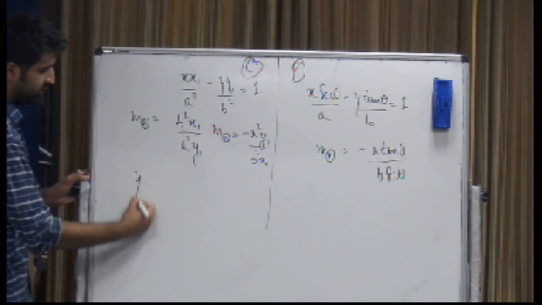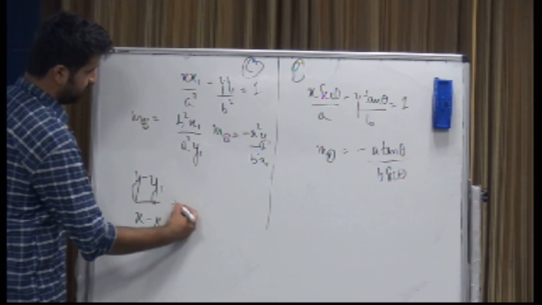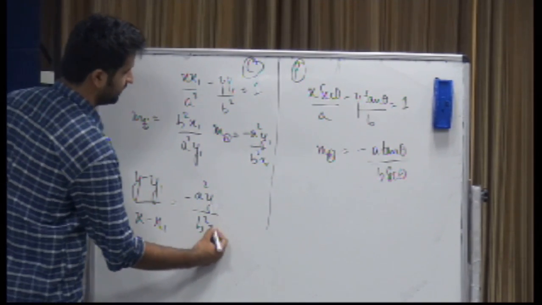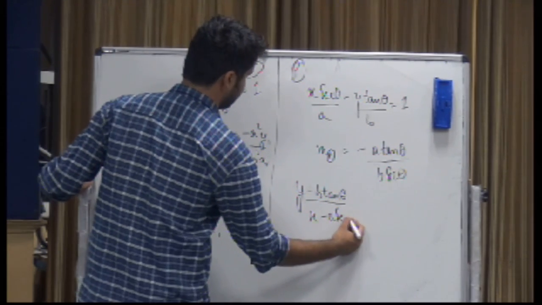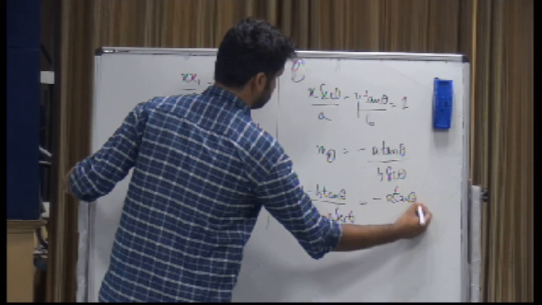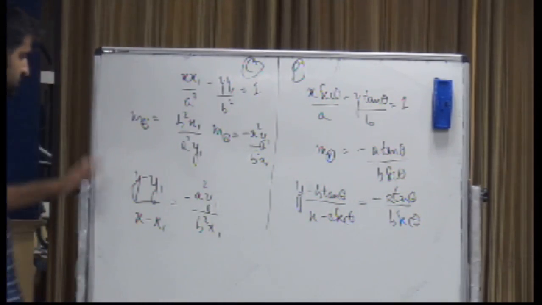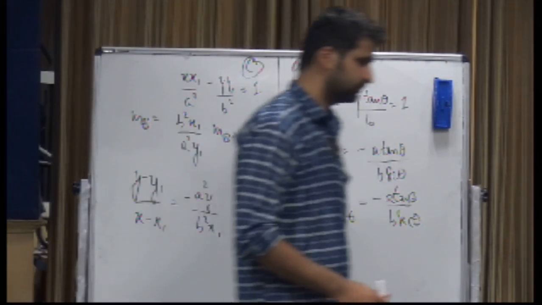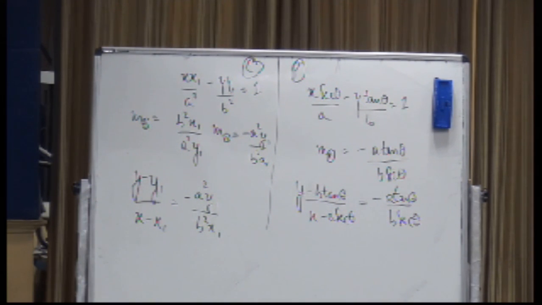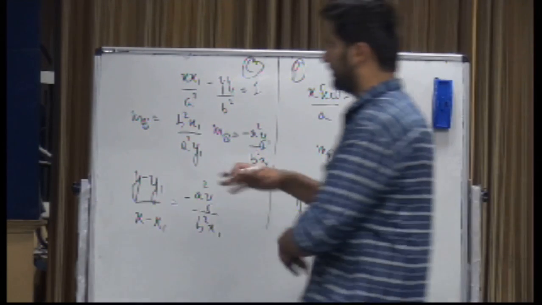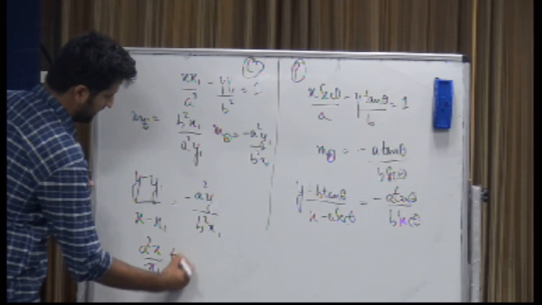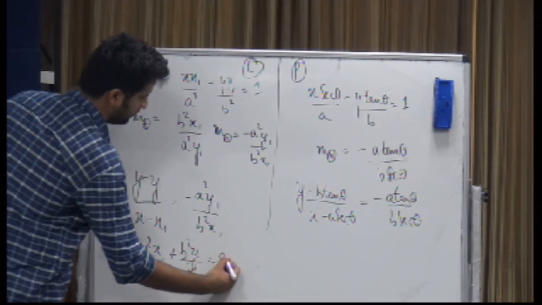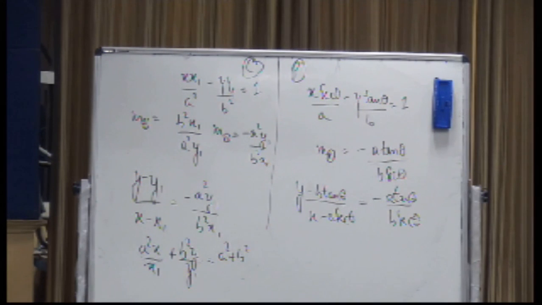So the equation in this case will be y minus y1 upon x minus x1 is equal to minus a square y1 upon b square x1. And in this case, y minus b tan theta upon x minus a secant theta is equal to minus a tan theta upon b secant theta. Right? So solve it from this. So finally, rearranging and making it a nice term, you will get a square x upon x1 plus b square y upon y1 is equal to a square plus b square.